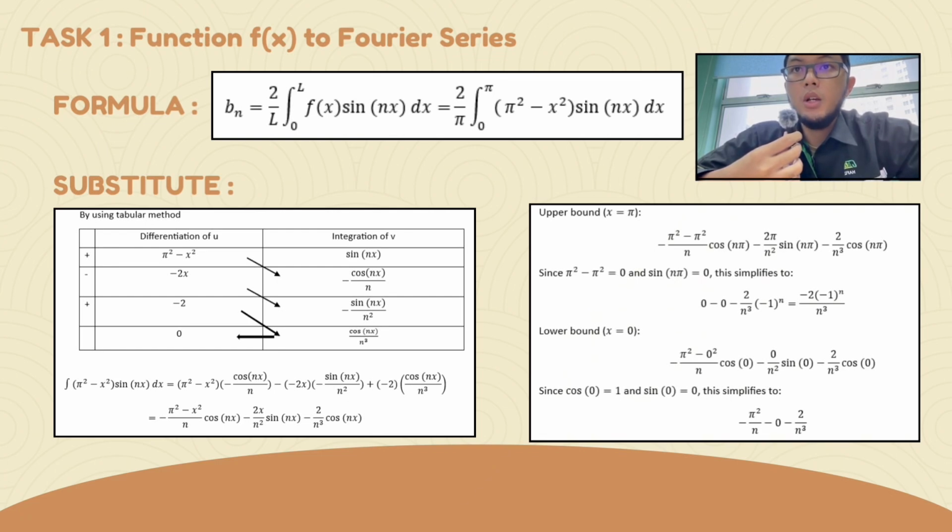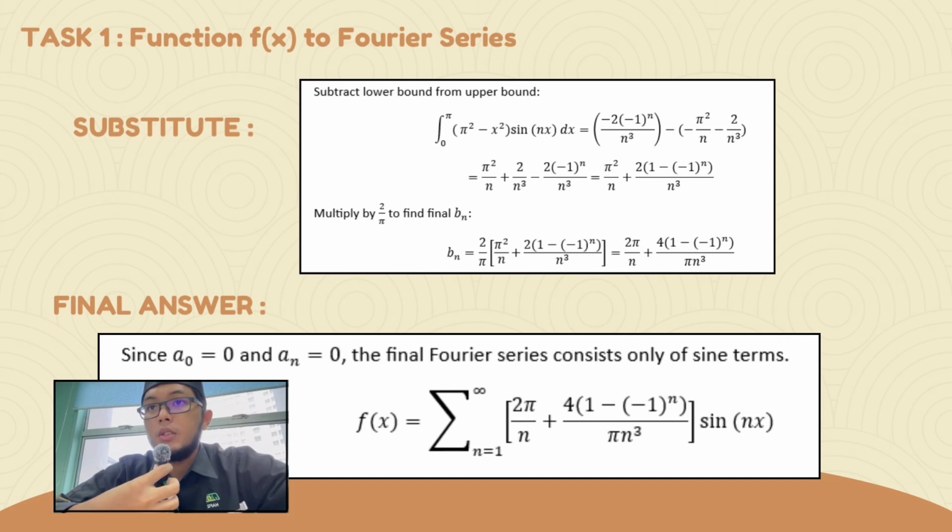Then by inserting the upper bound and lower bound, which are the upper limit and lower limit, we will get this. After we substitute the upper bound and lower bound into this equation, we get this final expression, where there is no a naught and an, since a naught and an are equal to 0. So we get this expression of the function.